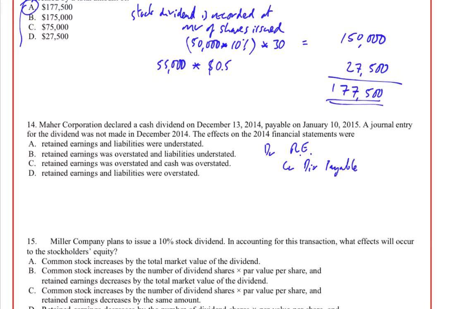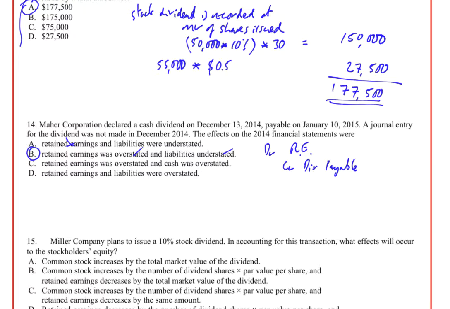This is important because the readers of the accounts need to know that there's going to be this payment of whatever it is that's being made in early January. So the fact that they didn't make this entry, retained earnings were overstated and liabilities were understated. So B looks to be the right answer.